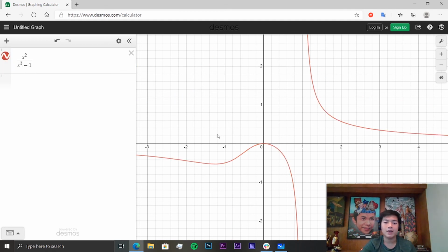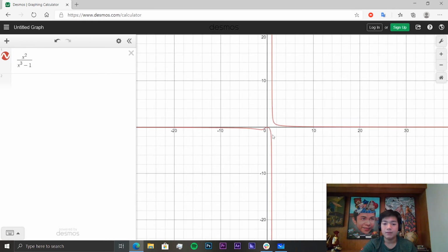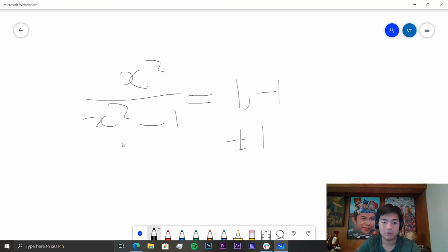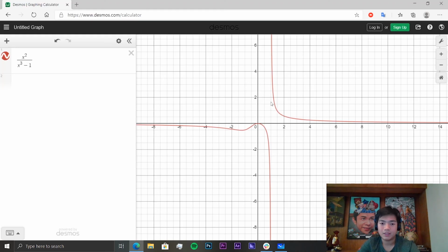So x squared over x cubed minus 1, we can see that it's clearly not defined when x equals 1. So at that point, this function will not be continuous. So it will not be continuous for all real numbers. So yeah, that's pretty much it.